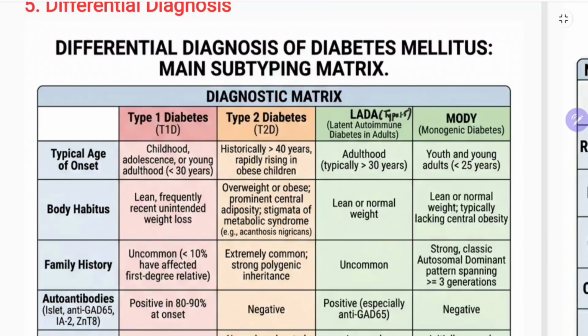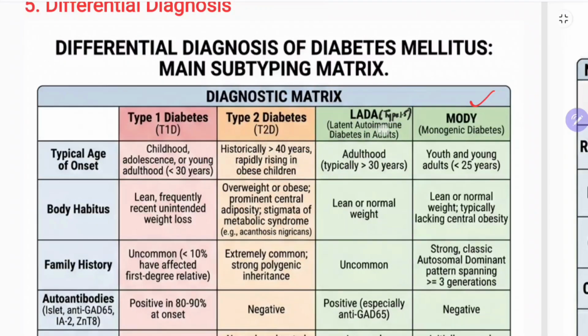Although the most common is type 2 diabetes mellitus, and the second most common is type 1, we should not miss LADA, latent autoimmune diabetes in adults, and MODY. And remember, LADA is also known as type 1.5 diabetes. Why? It shares some features of type 1 and some features of type 2. That's why it is known as type 1.5 diabetes.